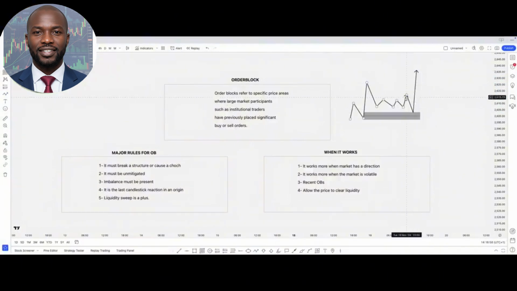If you're correct, that would be commended. But if you're not, you'll be corrected. So let's go to the chart. So this is a sell I took on BTC USD.